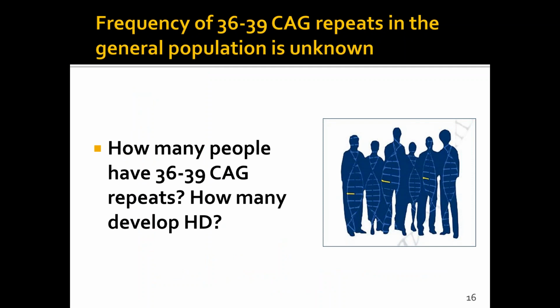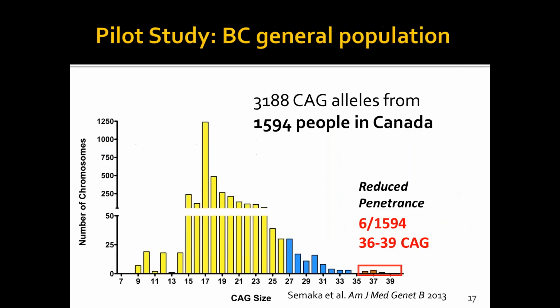So to get at some of these concepts of how many people actually develop HD with 36 to 39, we were lacking a critical piece of information, which was how many people in the general population, just people off of the street, actually have these repeats. So this was the subject of the study that I'm going to talk about. We didn't really know. No one had really looked in enough control individuals, unaffected individuals, to know.